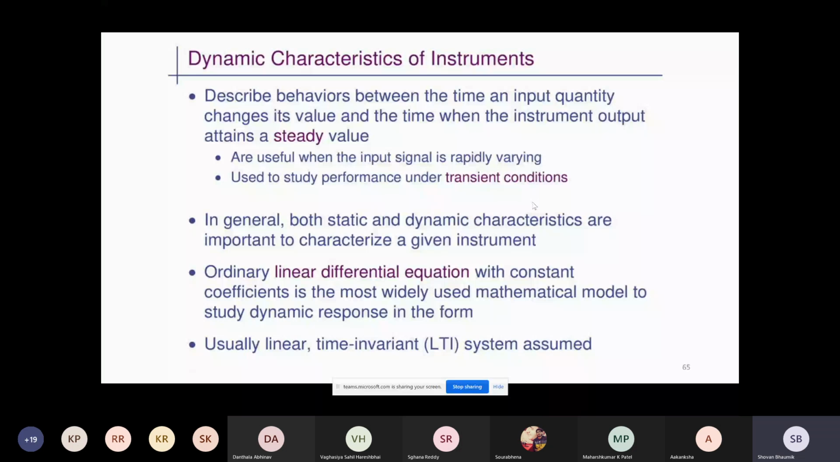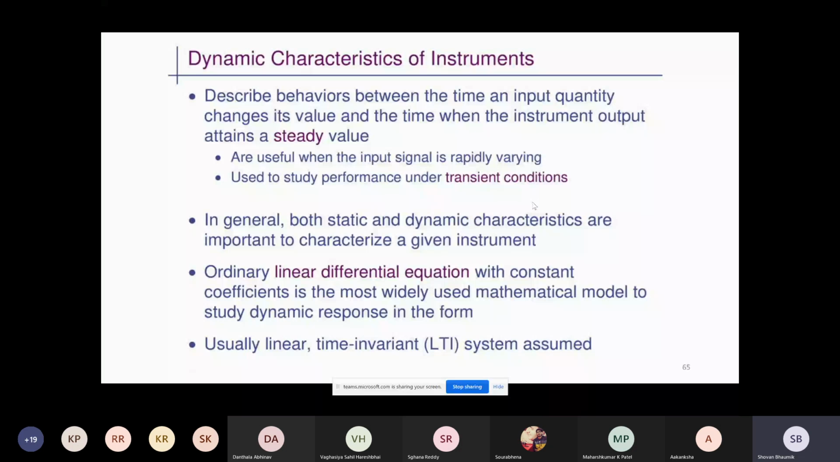So that's what I say, it may be a linear differential equation, it may be non-linear. The differential equation may be time varying, it may be time invariant. Usually or generally, we use a linear time invariant system to model an instrument where the input is varying.